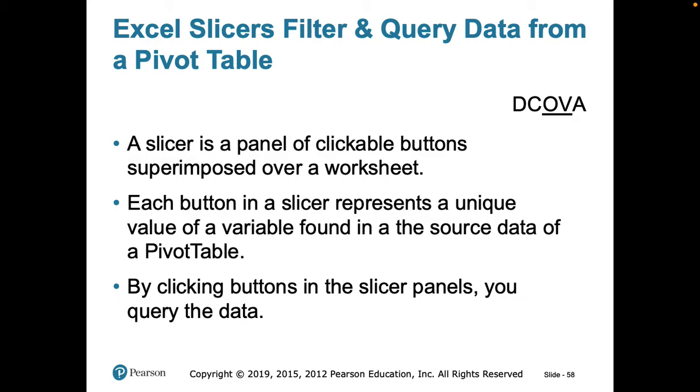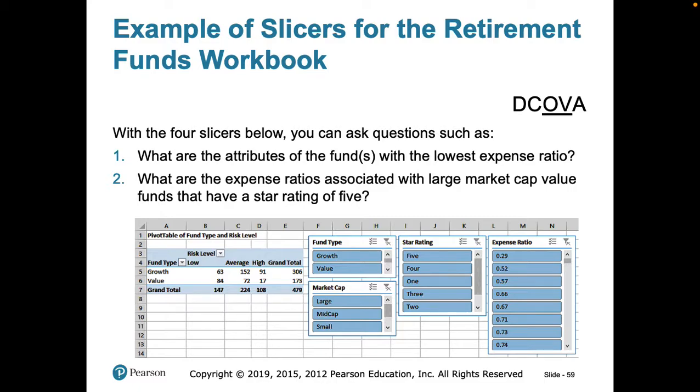In Excel, you can use slicers, which are convenient because you can use the slicer to filter the data that you need. Basically, it's just a panel of clickable buttons. You click on it, it expands and superimposes over a worksheet. Each button in slicers represents a unique value of a variable found in the source data or a pivot table. And by clicking buttons on the slicer panels, you query the data.